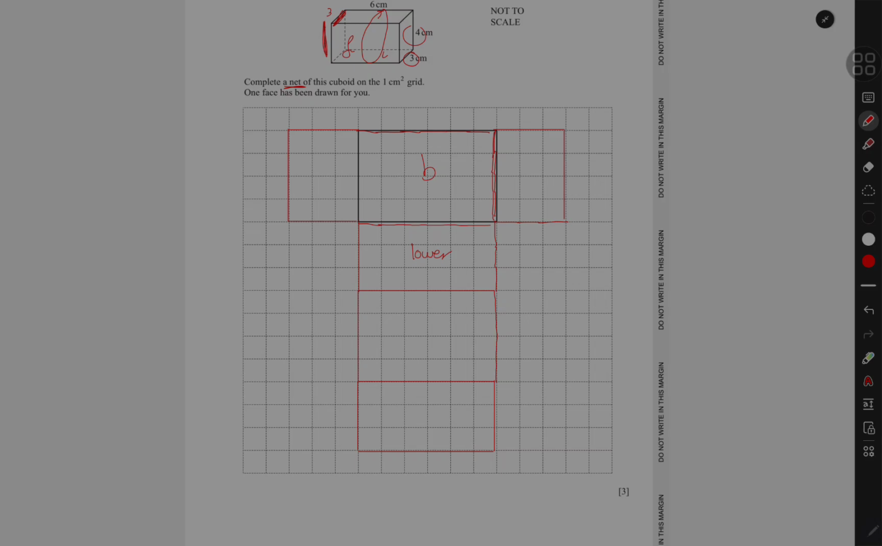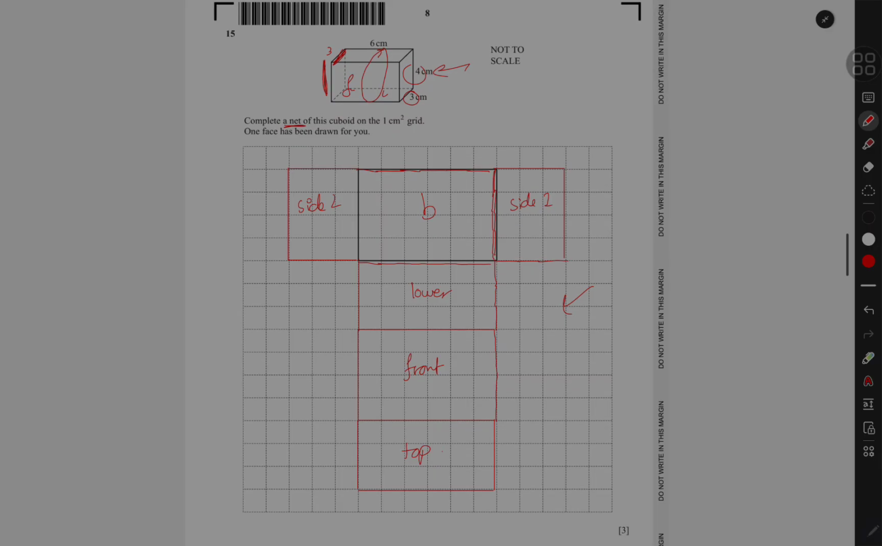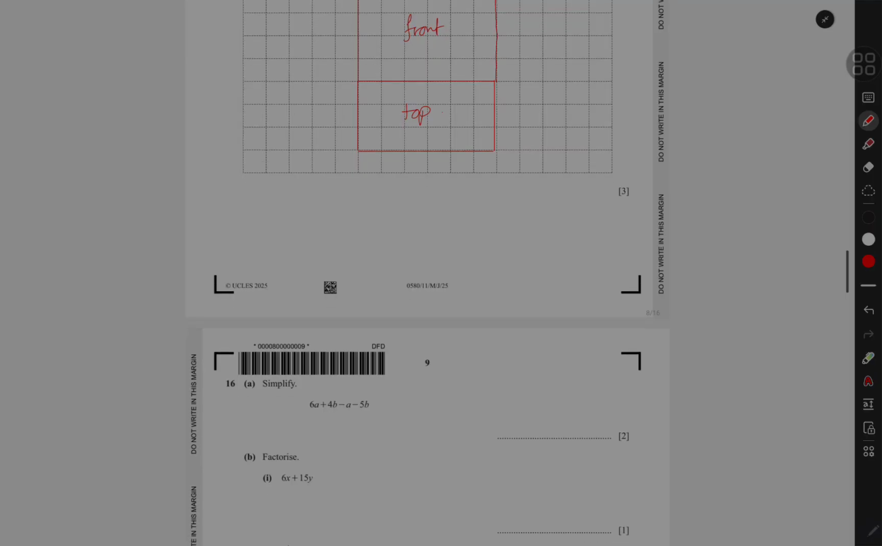Now when you fold these, this is side 1, this is side 2, this is the lower side, this is the front face, and this one is the top face. Now if you cut this paper and you fold all of these sides, it will become this cube. But I can't do that. I'm using a tablet, but if you want to try, you can do that. But that's how you draw a net.